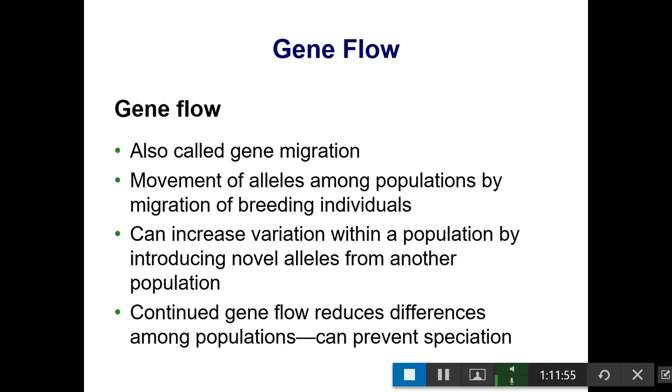And this can prevent speciation, because speciation occurs when two populations become less and less similar due to, maybe, a geographical barrier or some other kind of barrier that prevents them from intermingling and breeding together, and that would cause speciation. So this gene flow can be utilized to prevent speciation.